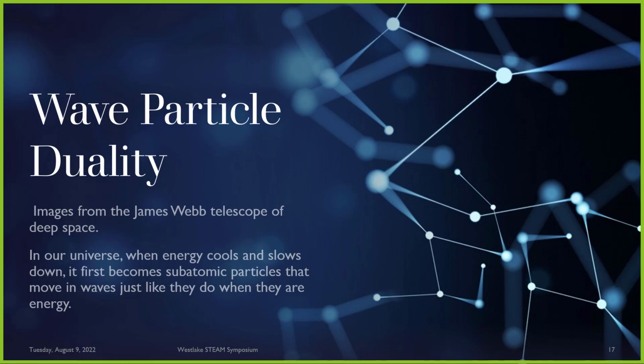In our universe, when energy cools and slows down, it first becomes subatomic particles that move in waves, just like they do when they are pure energy. As this energy is coherent, these subatomic particles are naturally entangled. There are strong similarities between the quantum physics of the very large, like astronomy, and the quantum physics of the very small, like subatomic particles used for quantum computers.